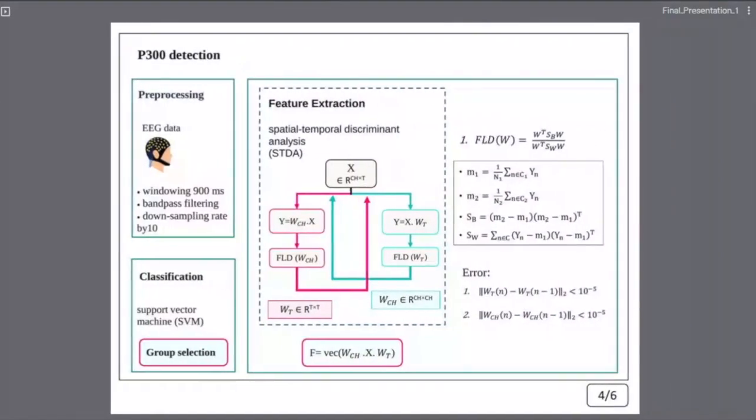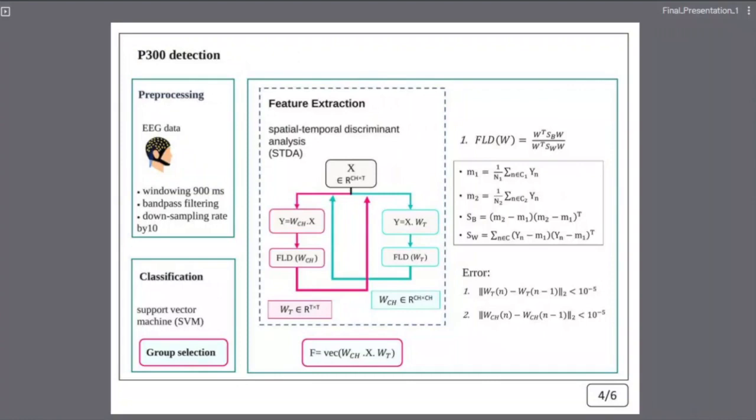In this slide, first I introduce our P300 analysis. In this analysis, we have three parts: a pre-processing, feature extraction, and classification step. In the pre-processing step, first the RSVP data was passed through a bandpass filter with a bandwidth in the range of 0.5 to 25 Hz, then segmented into 900 milliseconds and decimated by a factor of 10.